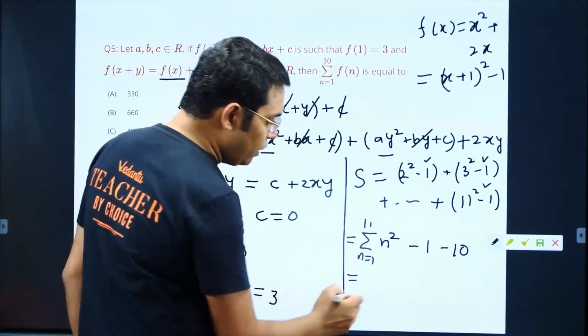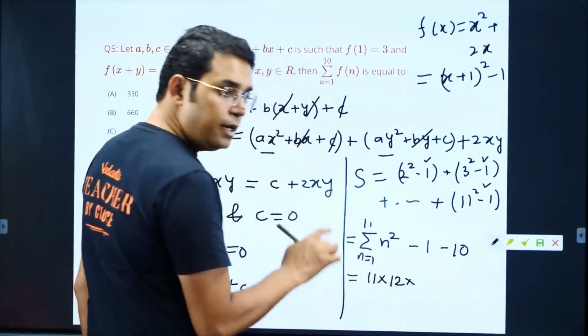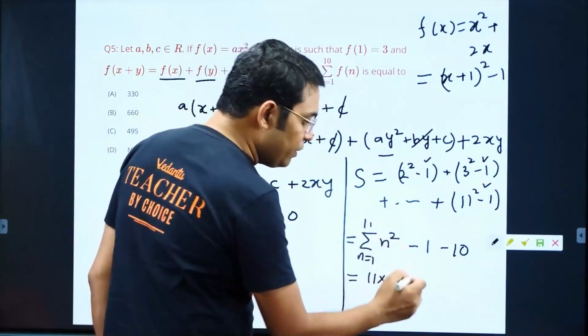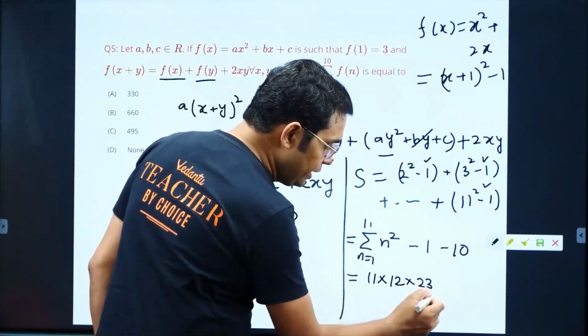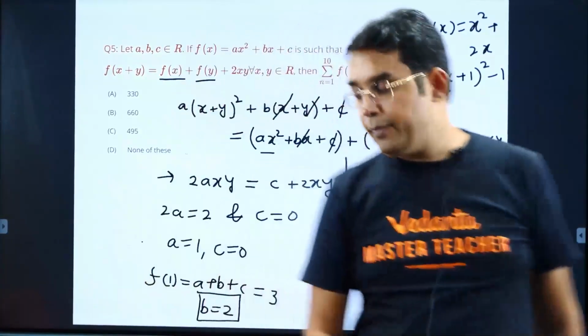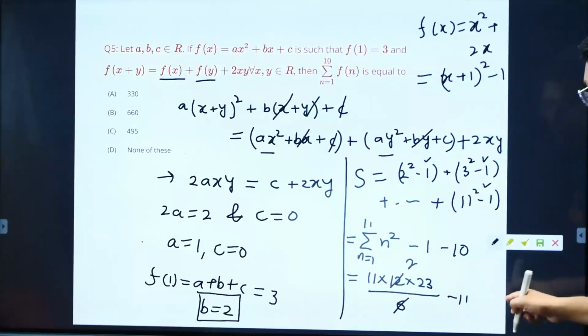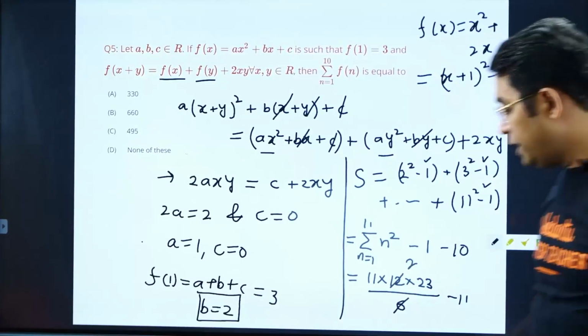So sigma n square will be 11 into 12 into (n plus 1) into (2n plus 1), 2n plus 1 means I think 23, upon 6, minus 11. That is what we need to do. Okay, now this 6 will cancel 12 two times. Okay, you can take 11 common.